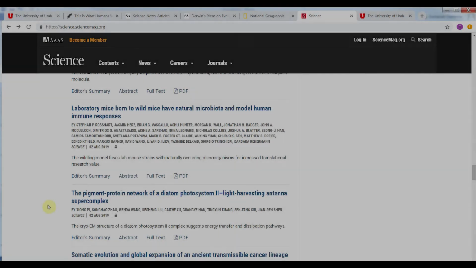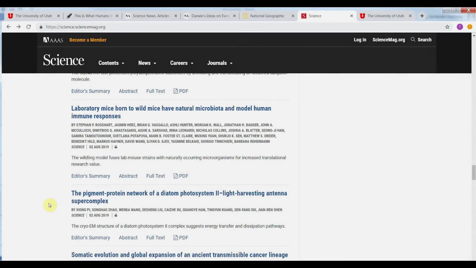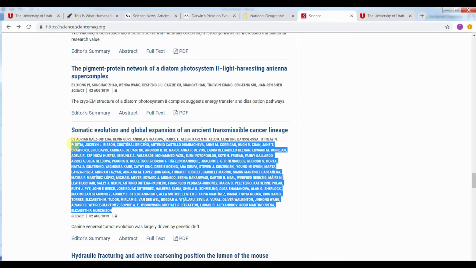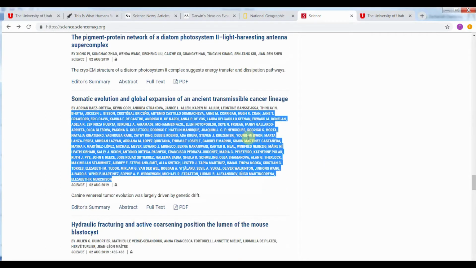You can tell a peer review article often by the title and by the number of authors. For instance, consider this article right here has probably 40 or 50 authors, maybe 100. I'm not going to take the time to count. All of these people did not write the article, but all of them are in some way responsible for the research that went into the article. Somatic evolution and global expansion of ancient transmissible cancer lineage.